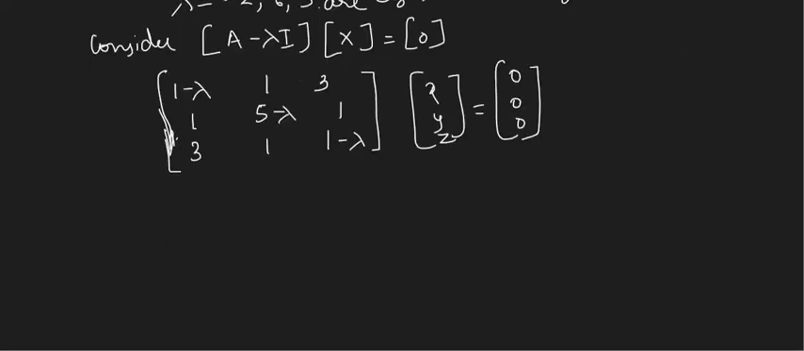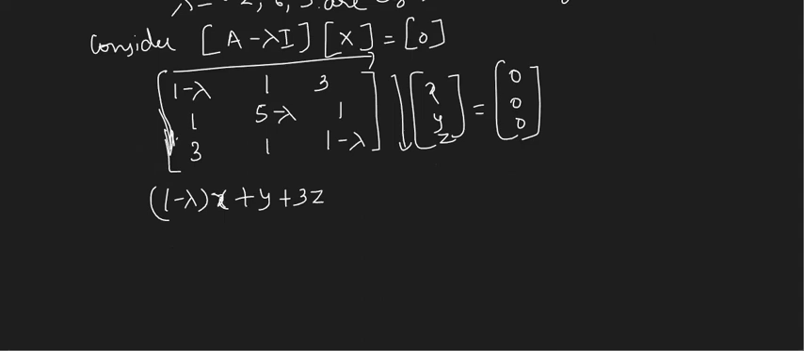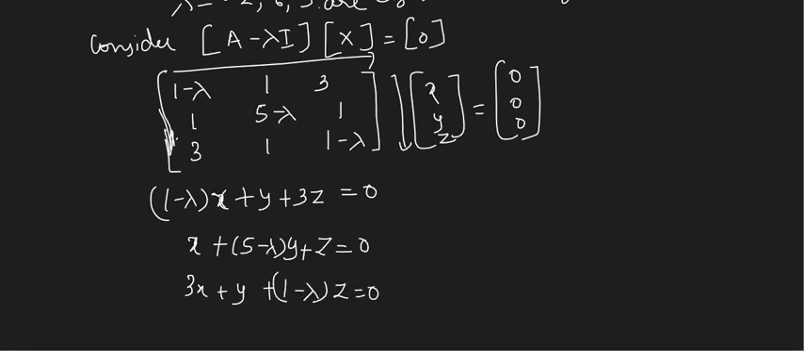Multiply the matrices, row and the column. (1 minus lambda) into x plus y plus 3z, correct? Is equal to what? 0. If you answer fast, I can leave early. I know you are hungry, right? Second row and the column. x, and so on. Third row and the column: 3x plus y plus (1 minus lambda) into z equal to 0. Correct?